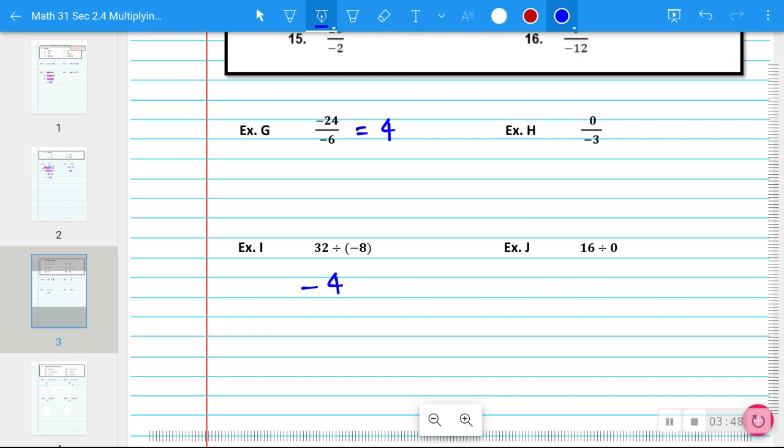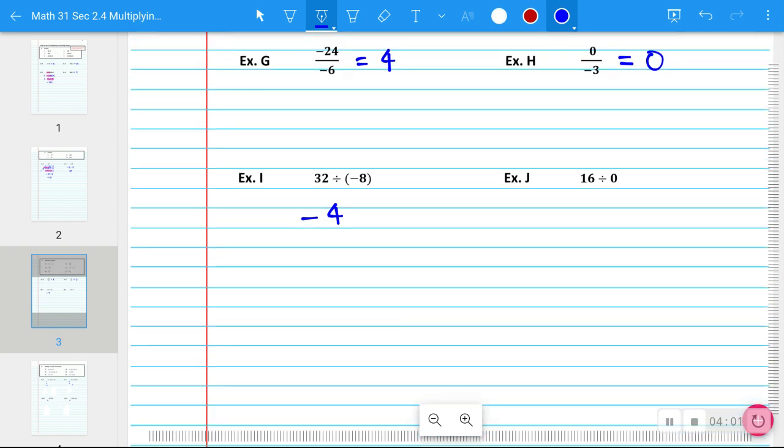All right, H and J cause quite a bit of confusion. 0 divided by any number is predictably 0. It just gives 0 for an answer. But when you try to divide by 0, you get no solution at all. It's undefined. You can't even do it.